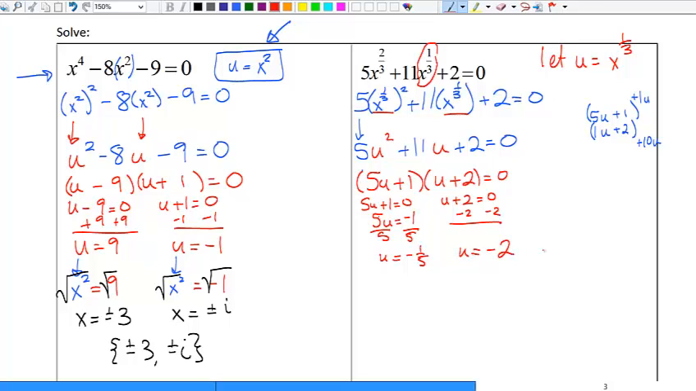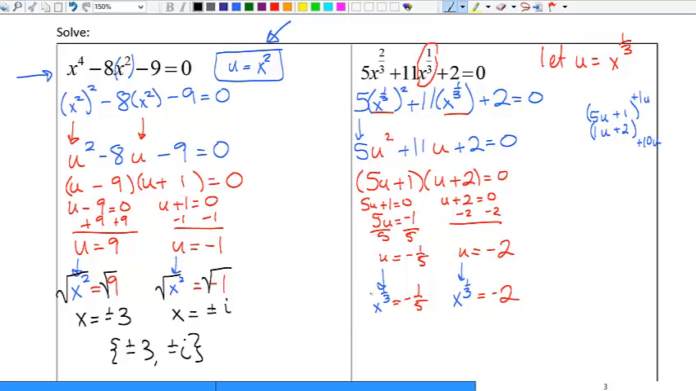Don't be too hasty. Don't think you're done here, because you're not. You've only solved for u, but the question didn't even have u's. You're the one that brought u into the problem. You need to take it out and put it back into x's. So I can replace u with x to the 1/3, and now I'm going to solve each of these equations.